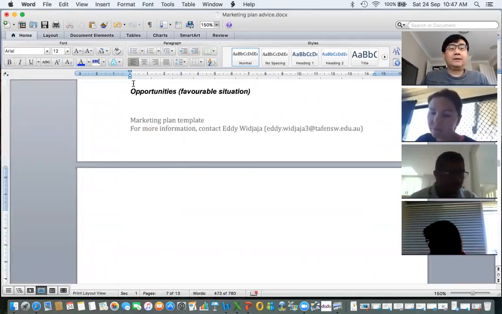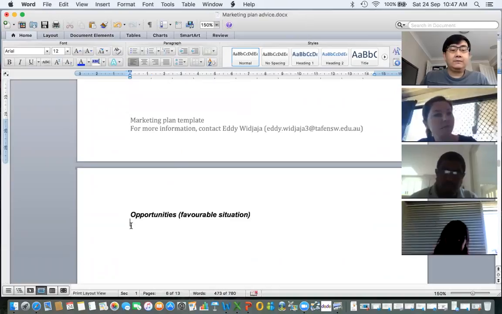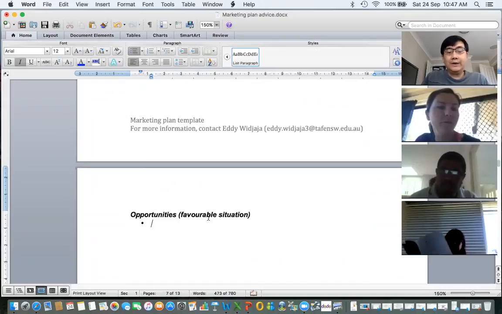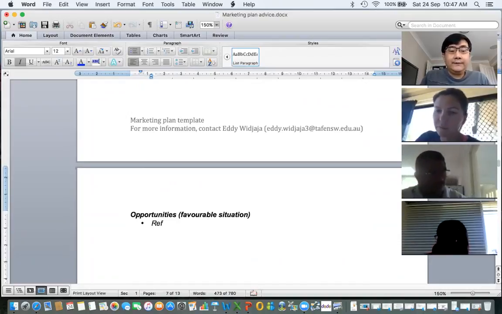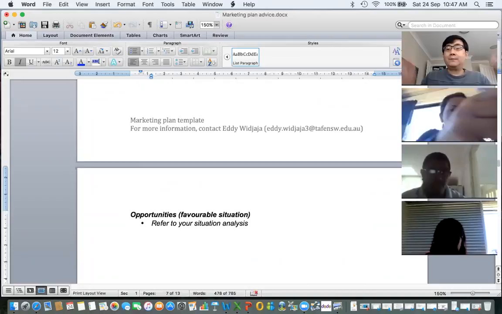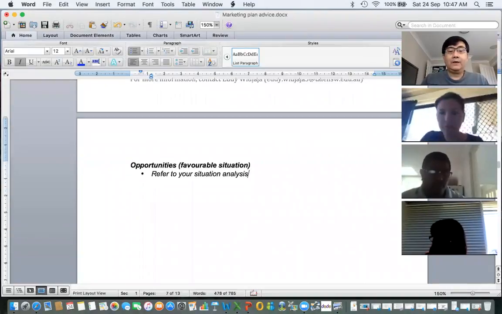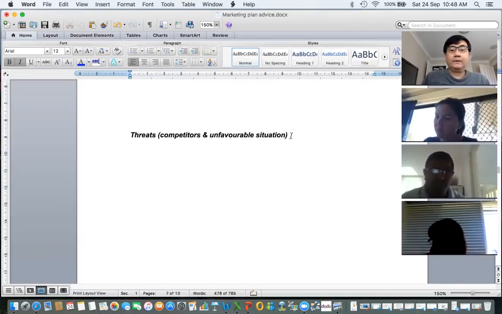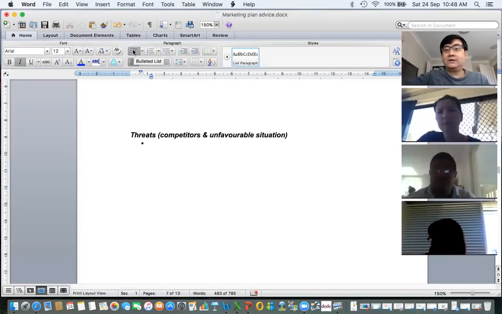Opportunities. I just dropped that to the next page. Opportunities in here are basically the favorable situation. Refer to your situation analysis. Which one is favorable? Put it here. If you find that the health fund is probably unfavorable for you, then put it in threat. Okay? If the changes in health fund are not favorable, then put it in threat.